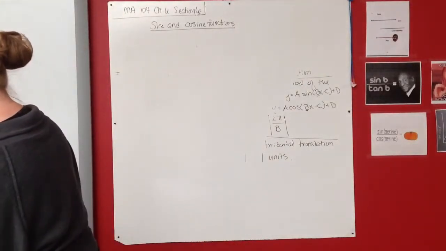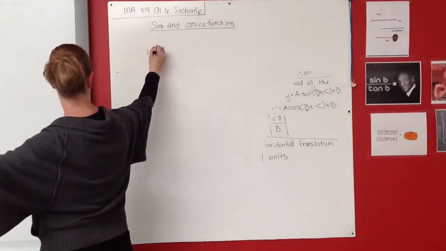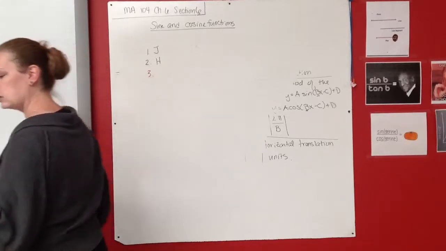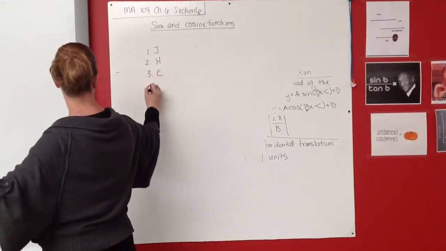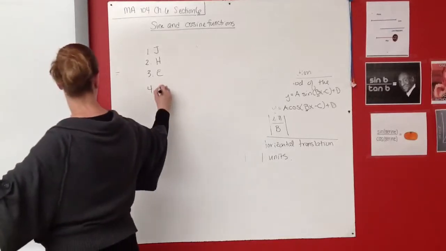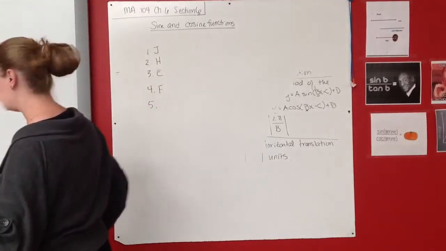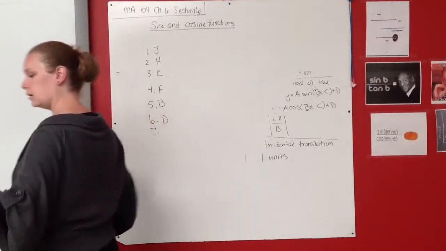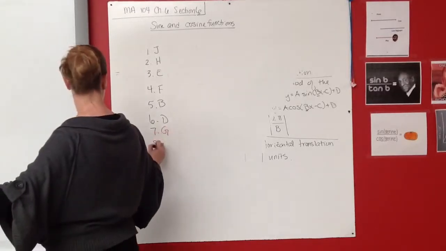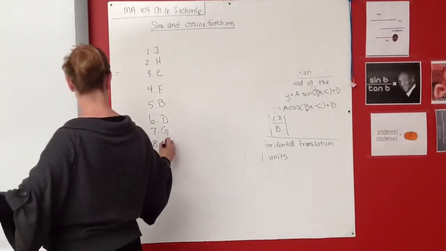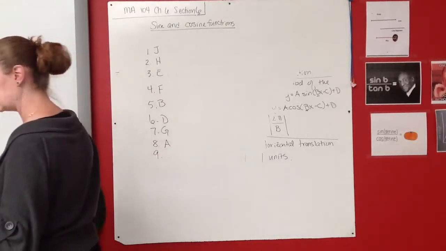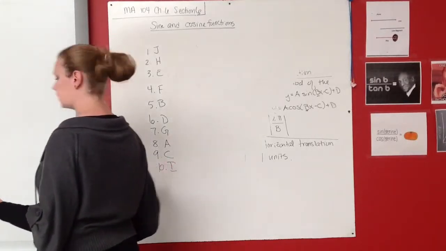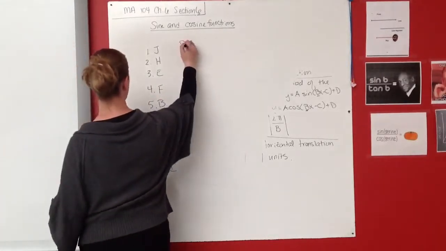Okay, so the answer to number 1 is J. The answer to number 2 is H. The answer to number 3 is E. The answer to number 4 is F. The answer to number 5 is B. The answer to number 6 is D. The answer to number 7 is G. The answer to number 8 is A. Number 9 is C. And number 10 is I. And again, this is the visualizing the graph on page 565.